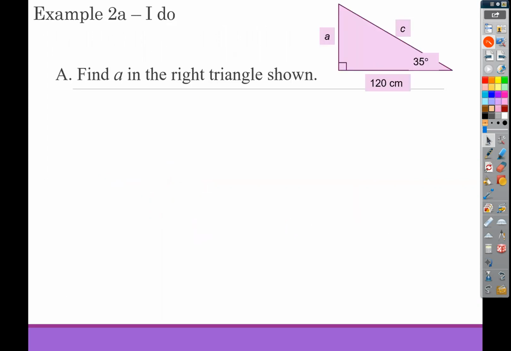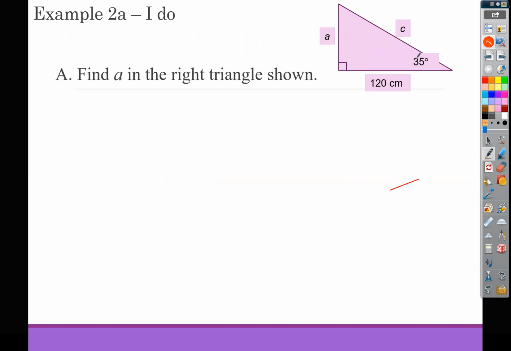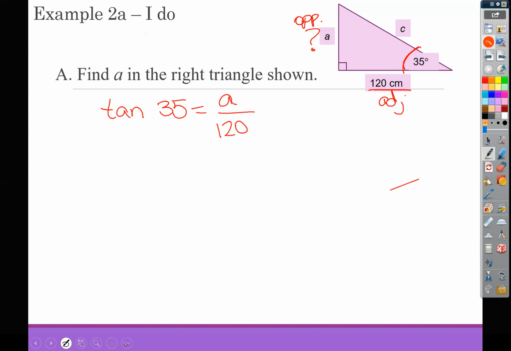All right, number 2, it says find A in the right triangle shown. So what we have to do, we're looking for A, we have this angle and we have this side, okay? We need this side. So from this angle, this would be the opposite side, and this would be the adjacent side. So you have to think which trig function gives you opposite over adjacent, and yes, that is tangent. So tangent of the angle equals opposite over adjacent. So I'm basically filling in this formula.